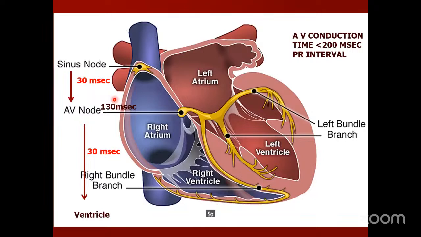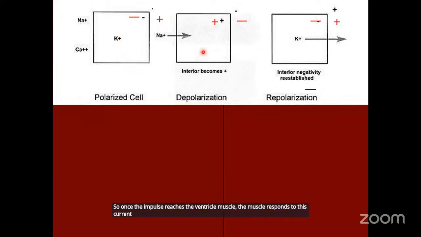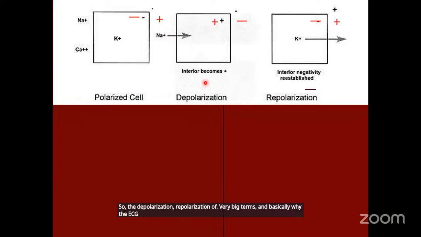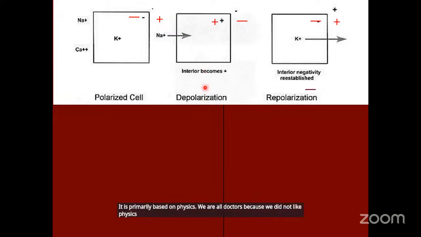So once the impulse reaches the ventricular muscle, the muscle responds to this current, which is called depolarization, and then it recovers from the impulse, which is called repolarization. So depolarization and repolarization are very big terms, and basically the reason the ECG is complex is because it is primarily based on physics. We are all doctors because we did not like physics and maths. So that's why it is difficult to understand, because many physical principles are involved in ECG recording and ECG learning.